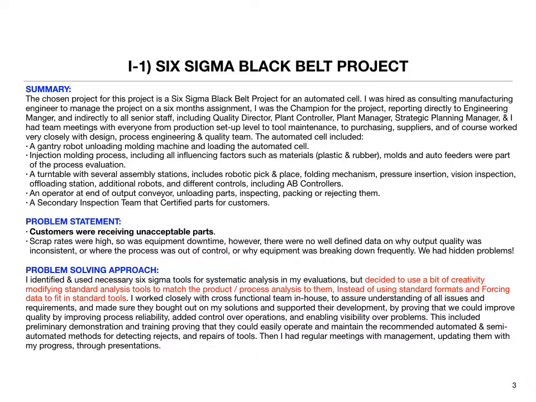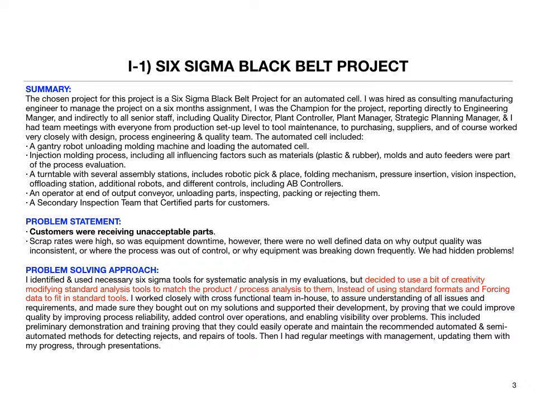And I had team meetings with everybody from production setup level to tool maintenance, purchasing, suppliers, and of course worked very closely with design, process engineering, and the quality team. The automated cell included a gantry robot unloading the molding machine and loading the automated cell. The injection molding process, including all influencing factors such as materials, plastic, rubber, molds, and auto feeders, was part of the process evaluation.